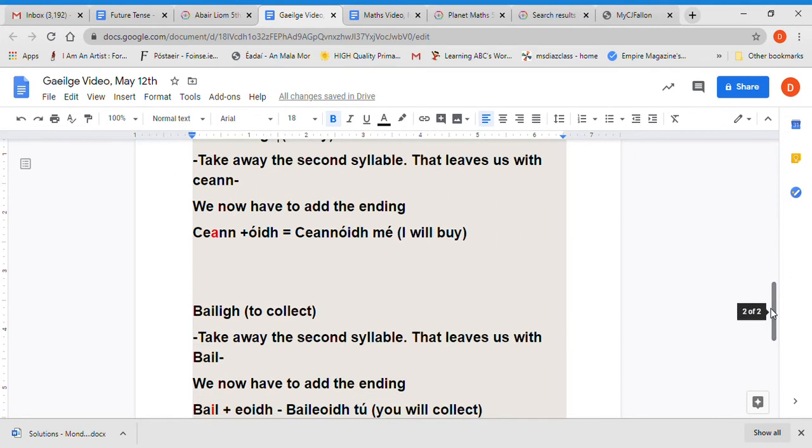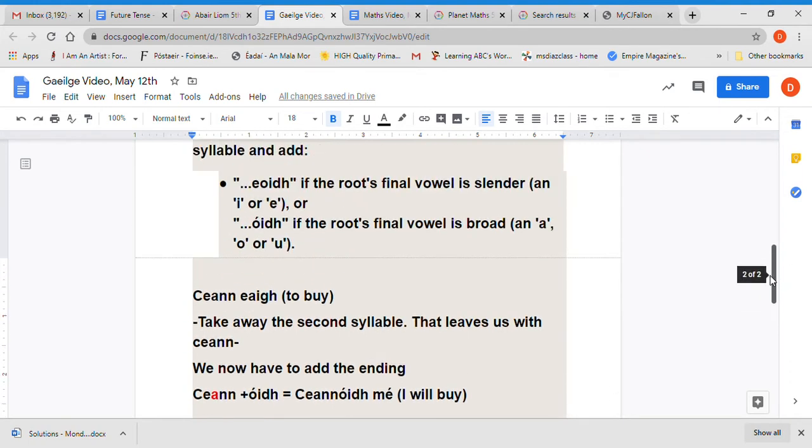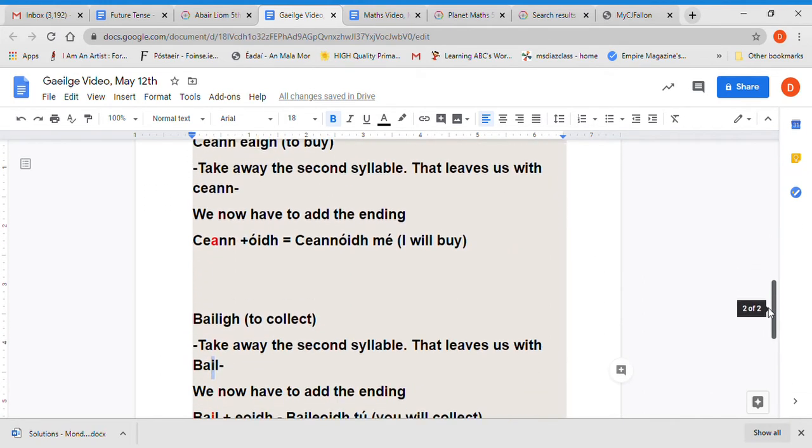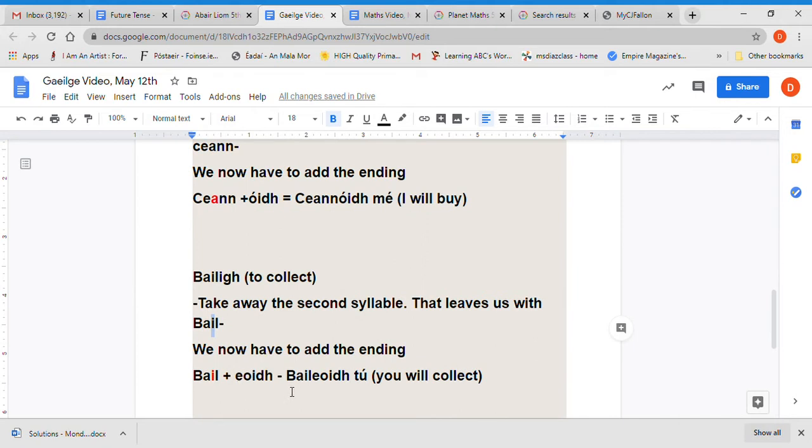Let's have a look at the final example. We have bailigh, to collect. Bailigh has two syllables, bail-igh. We have to take away the second syllable, and that leaves us with a root, which is bail. Okay. We go to the final vowel here, and that's I. And I have that highlighted here actually in red. And if the final vowel is I or E in a two-syllable verb, we add E-O-I-D-H. As you can see here, that gives us baileoidh. So baileoidh tú, you will collect.